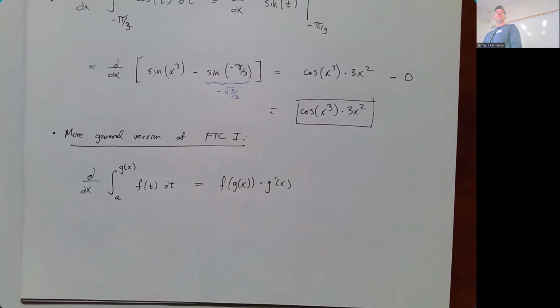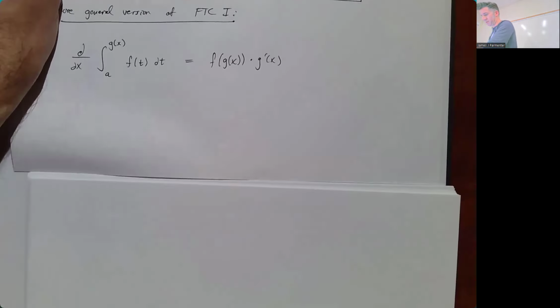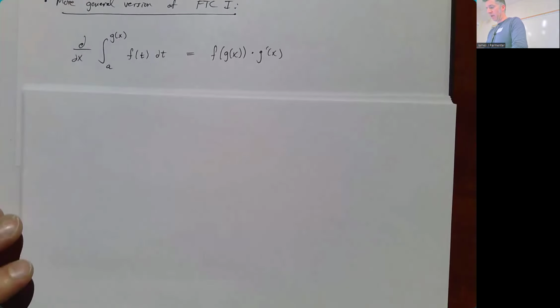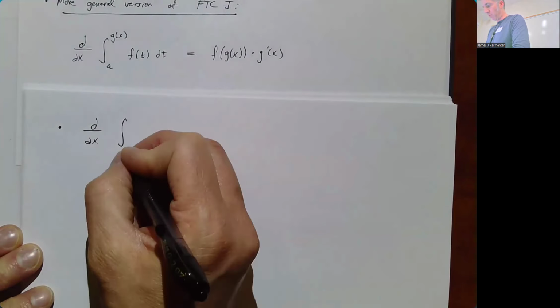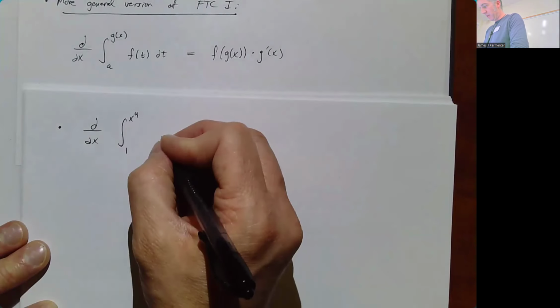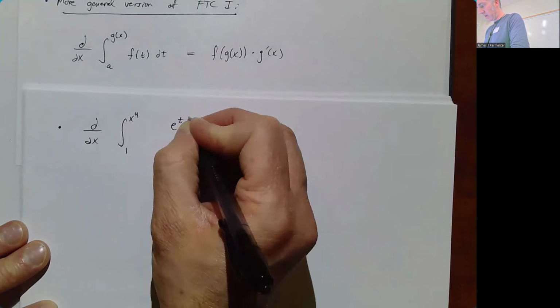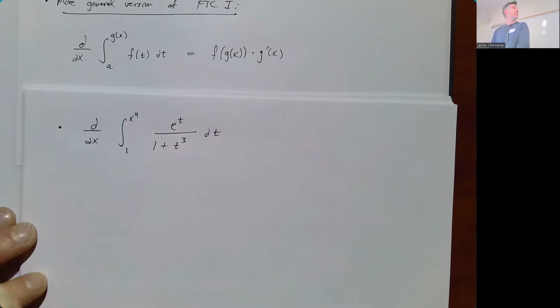So let's do one that looks really funky. I know, it's everyone's favorite. So let's say we want to find the derivative of the integral from 1 to x to the fourth of e to the t over 1 plus t to the third. I do not know how to anti-differentiate that. It's probably impossible. Doesn't matter. We don't have to know.